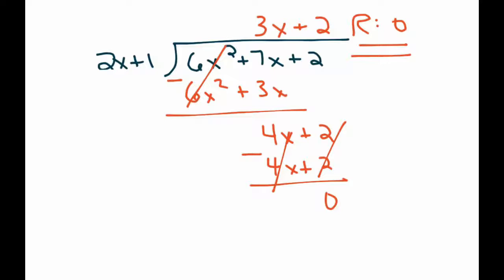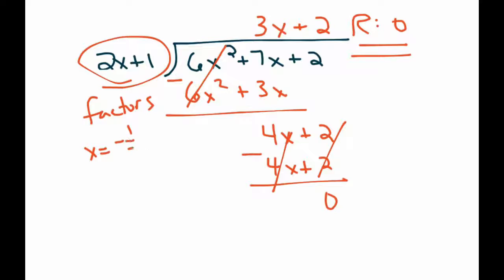Remainders of 0 are going to be very important in our polynomial division. What they're going to tell us is that if I were to write this polynomial in factored form, this is one of the factors. And if the divisor is one of the factors, then x equals -1/2 is one of the solutions. Remember, you find the solution by setting the factor equal to 0 and solving for x. But this only happens if the remainder is equal to 0.